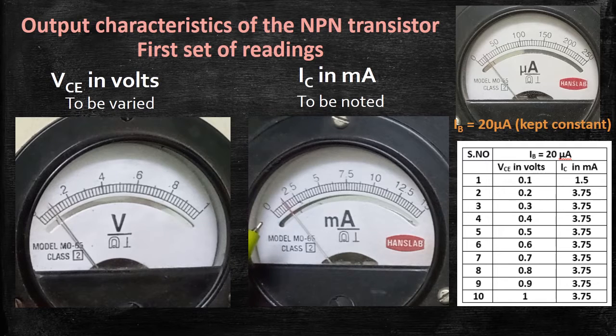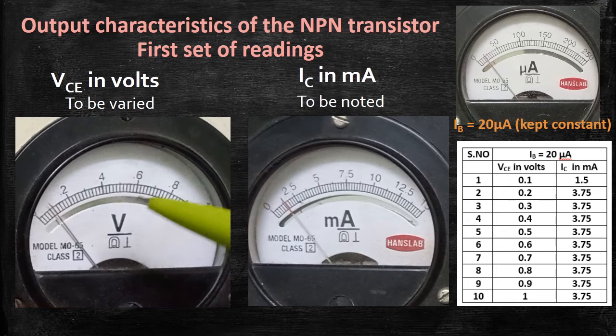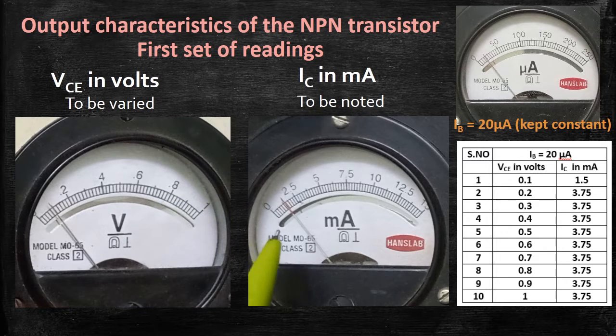Now note down the reading in the milliammeter, the IC value. It is exactly coinciding with the sixth division, 6 into 0.25. 6 into 0.25 is 1.5. Therefore, for 0.1 volt VCE, the corresponding reading in the milliammeter, IC, is how much? 1.5. Are you clear? This is a very important value. 1.5 milliampere is the value.